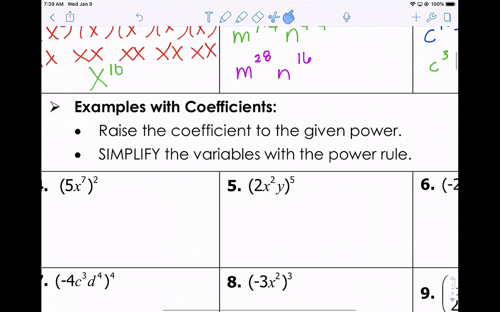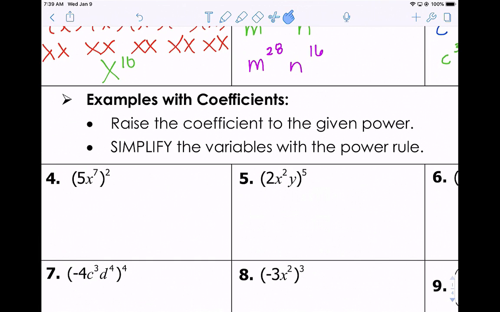Okay, so then examples with coefficients, very similar to yesterday, we actually raise the coefficient to the given power. So remember, the coefficient is the number attached to the variable, the big number basically. So this coefficient we're going to raise to the power, and then we simplify the variables with the power rule. So looking at the first example, we have 5x to the 7 squared.